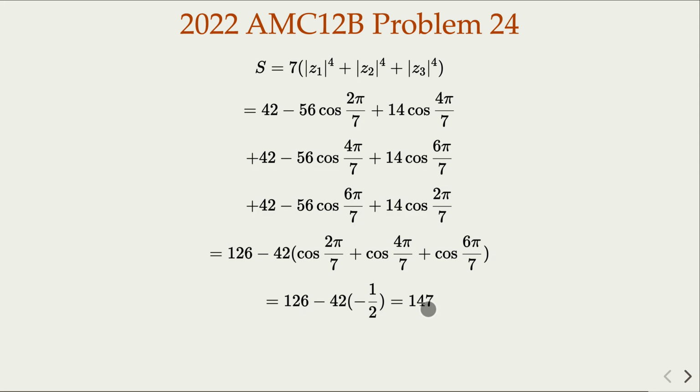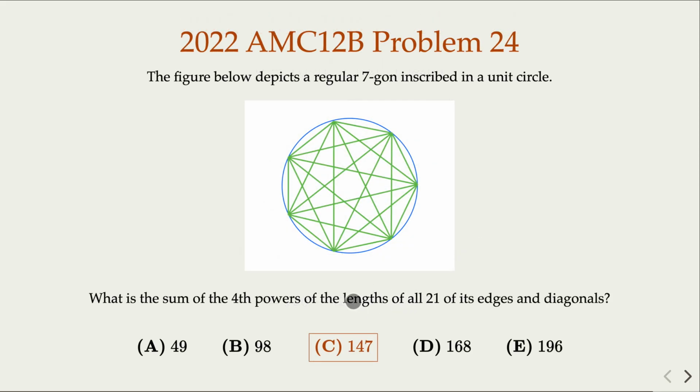All right, so in summary, this is choice C, 147, and what we used is the basic understanding of complex numbers, the difference of complex numbers, the modulus of complex numbers, and the 7th root of unity. So that's some basic knowledge in complex numbers. I think it's not too difficult, if you are familiar with those topics.